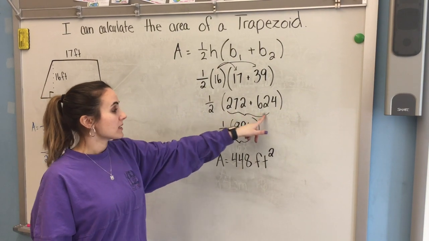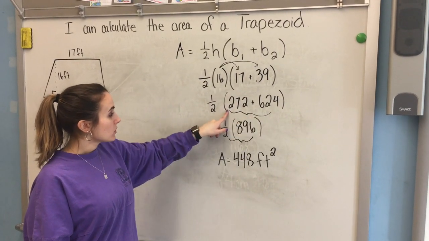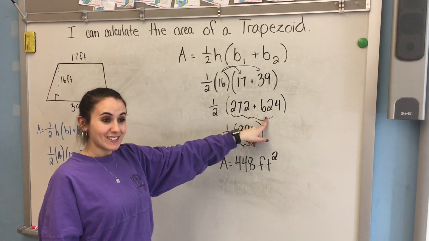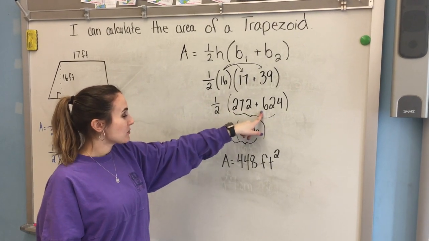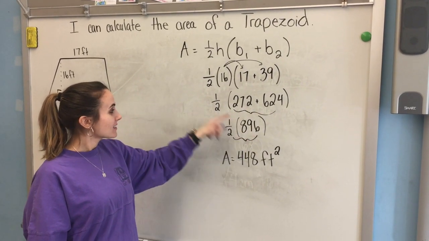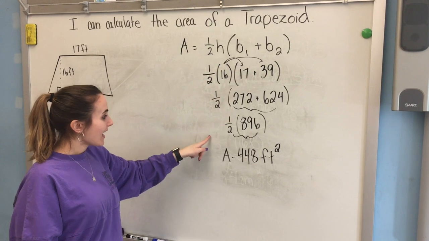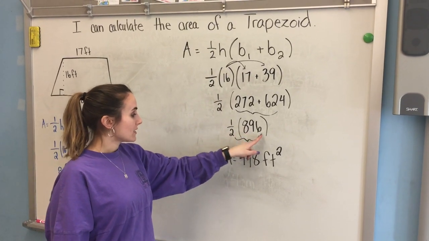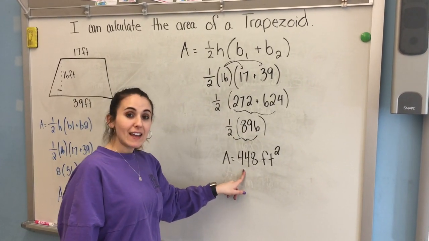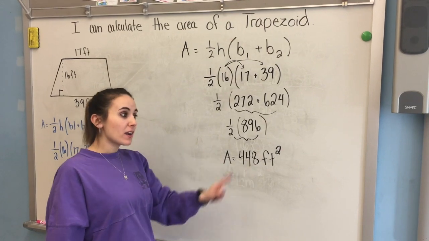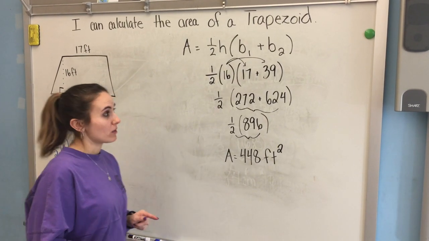Now I'm going to do what's inside my parentheses first. 272 plus 624 is 896. Bring down my half again. Half of 896 is 448 feet squared. Remember area, you always want to square your units of measure.